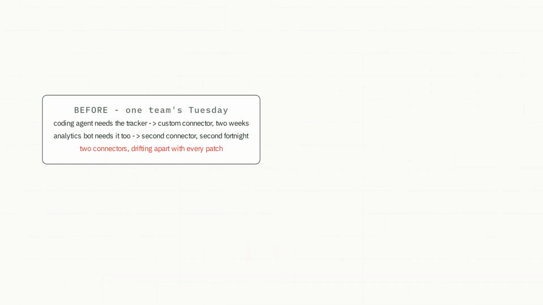Make it concrete with one Teams Tuesday. Before, the platform group wants their coding agent to read the issue tracker. Someone writes a connector, auth flow, pagination, retry logic, two weeks. Then the analytics bot needs the same tracker, different team, different language, second connector, second fortnight, drifting apart from the first with every patch.